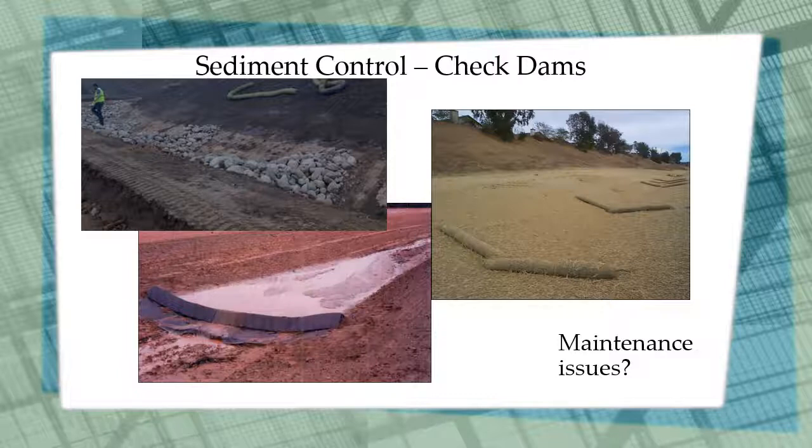The picture on the right shows straw wattle being used as a check dam. Because they're not very tall, they're only going to work in fairly flat conditions. Also, because they aren't very durable, they shouldn't be expected to last for a very long time.